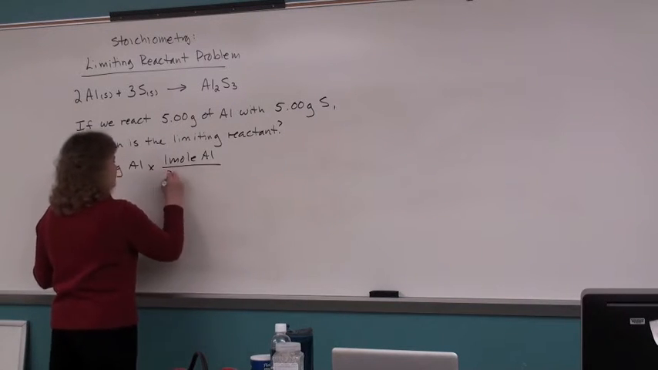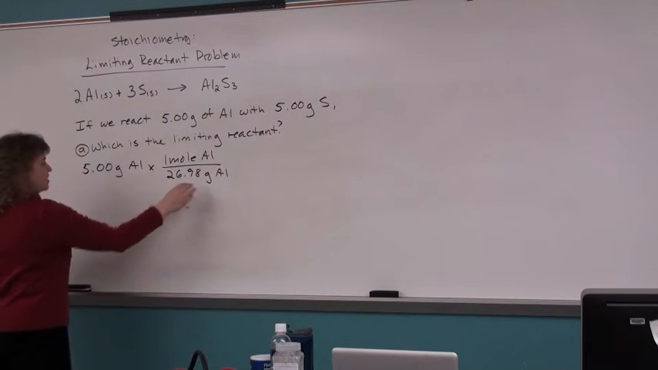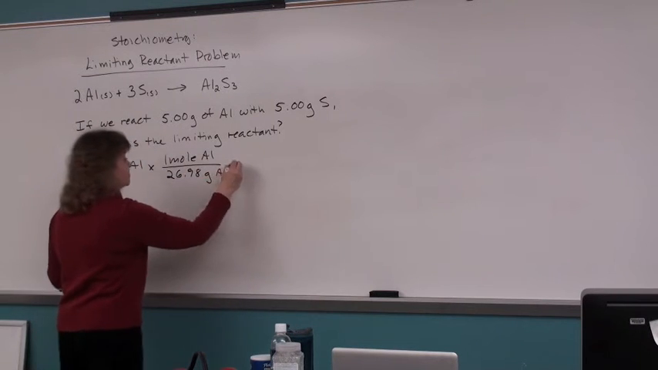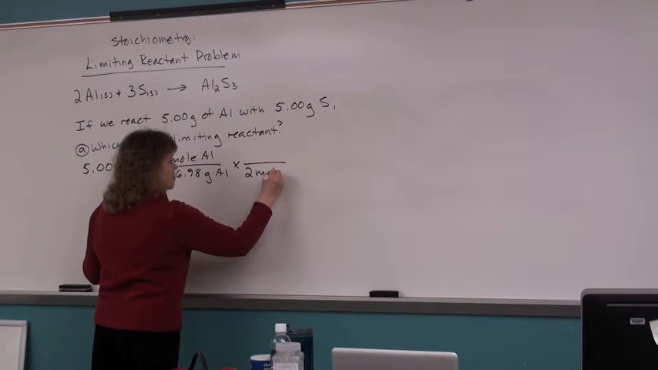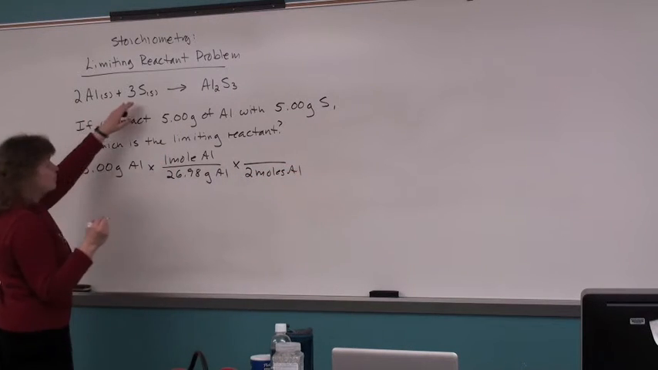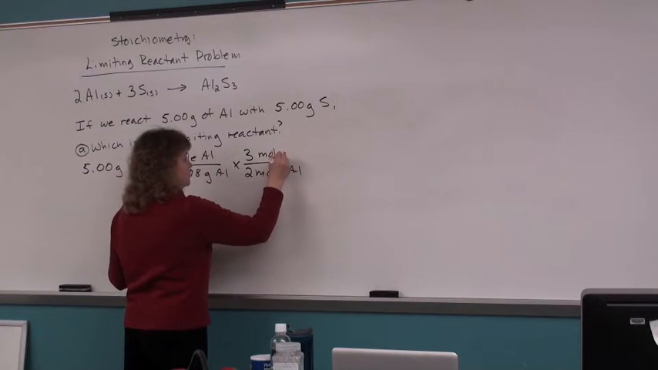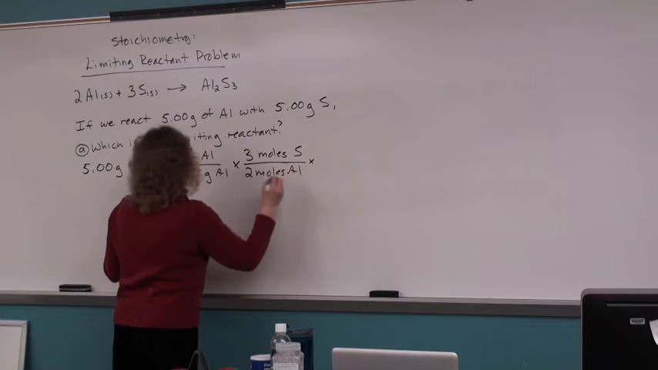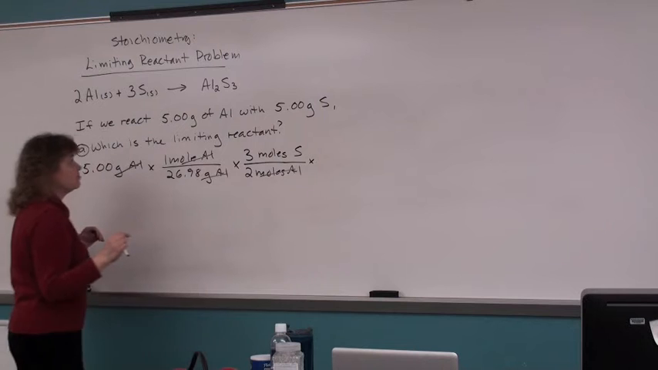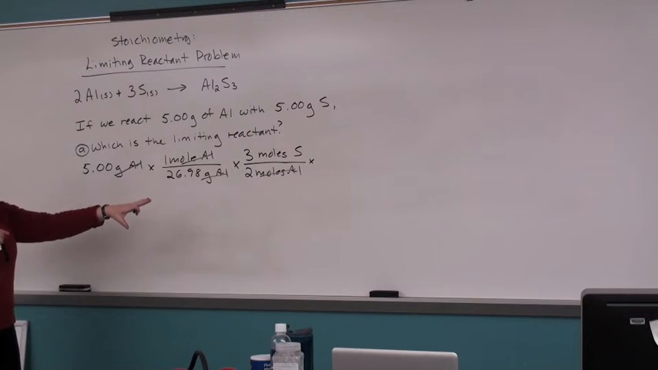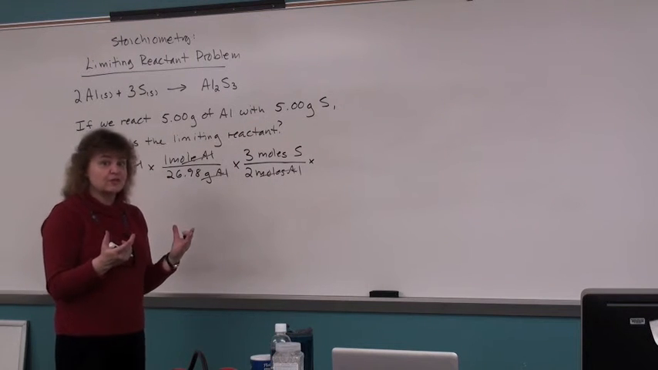So I'll put 26.98 grams of aluminum. So my grams of aluminum will cancel. Now I use the balanced equation. And it says 2 moles of aluminum will perfectly react with 3 moles of sulfur. So now my grams of aluminum cancel, my moles of aluminum cancel. I've got moles of sulfur. I want to find out how many grams of sulfur this would take, and then I'll compare it to this number to see if we have enough sulfur or too much sulfur.